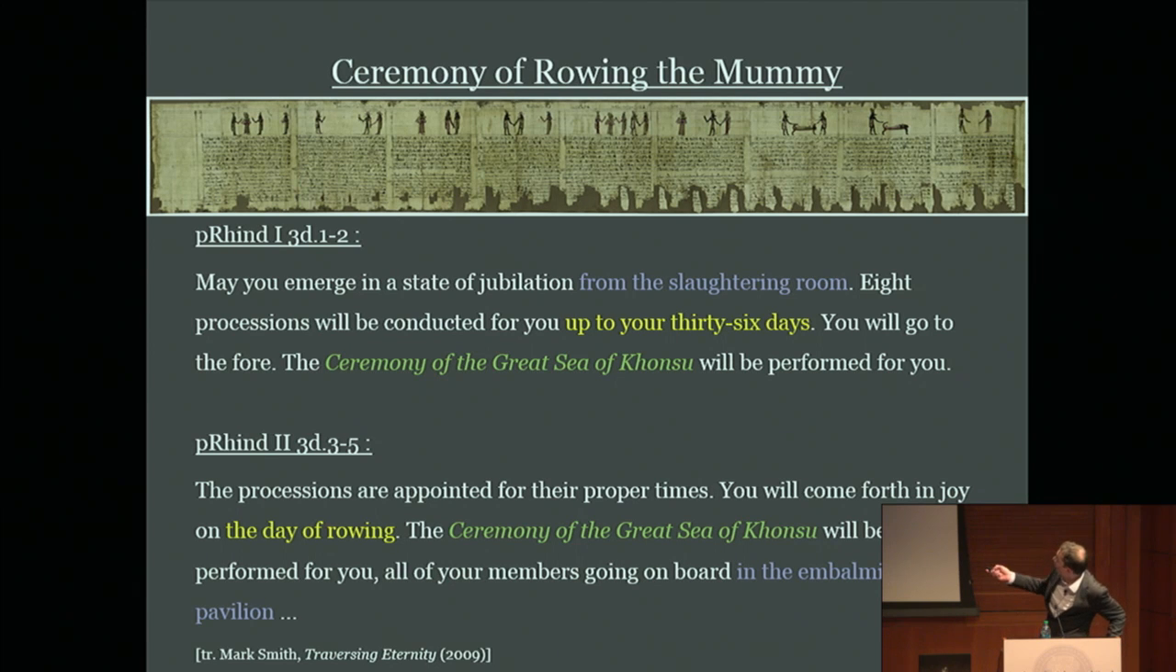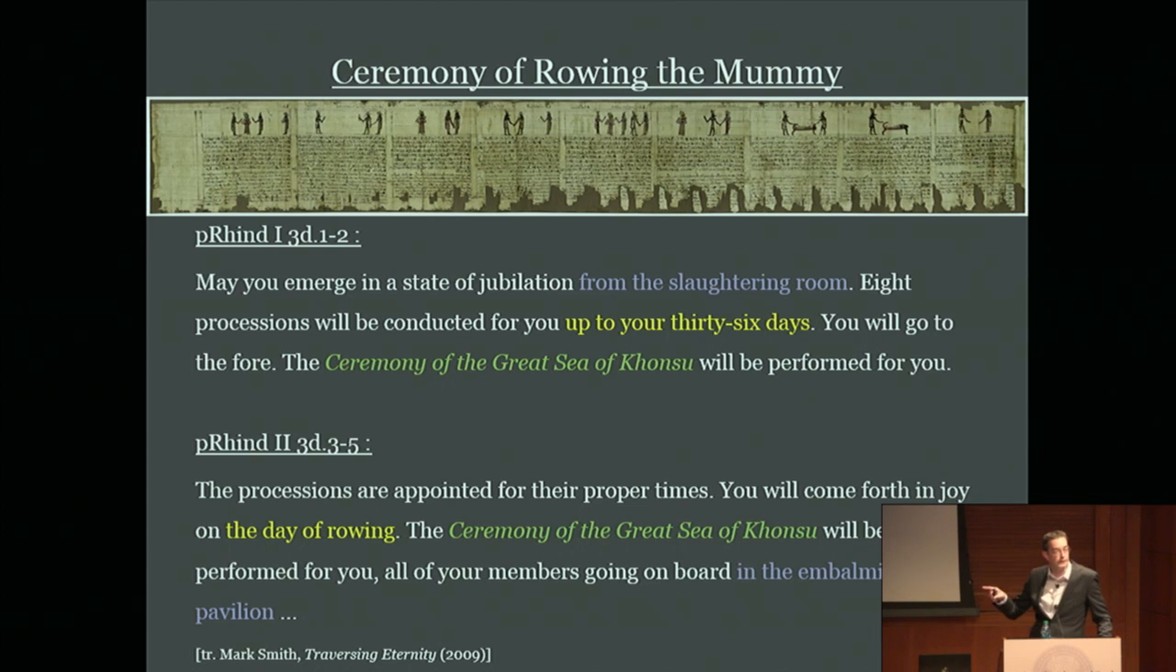The manuscript of the husband says, "May you," here the priest addresses the deceased, "may you emerge in a state of jubilation from the slaughtering room. 8 processions will be conducted for you up to your 36 days." And the 36th day is, of course, then the first day of the next period of 35 days. "You will go to the fore. The ceremony of the great sea of Gonsu will be performed for you."